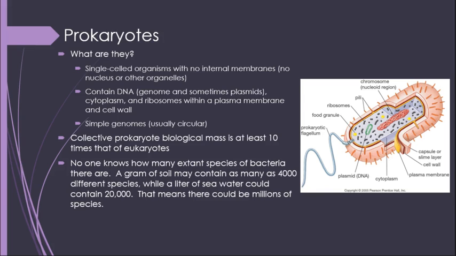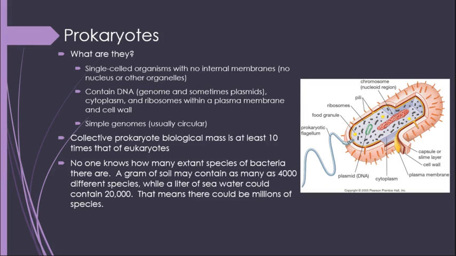There are lots of prokaryotes. The biological mass of prokaryotes is at least 10 times that of eukaryotes, and as a matter of fact, you have more prokaryotic cells on you than you have eukaryotic cells, with all the fauna that live on your skin and on your membranes and in your gut. So nobody really knows how many species of bacteria live now. I mean, a gram of soil can actually contain up to 4,000 different species. Seawater, right, which is so rich in all kinds of things, may contain as many as 20,000 species. And so there really could be millions of species of bacteria.